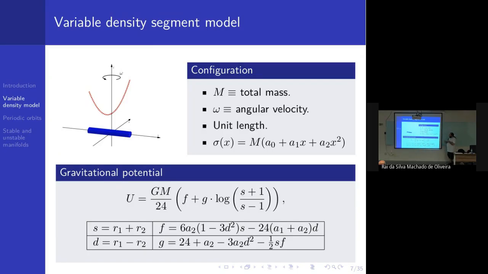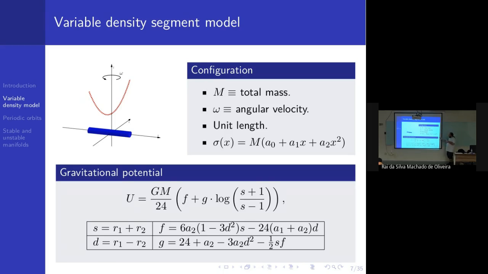And of course, since we can always make a change of variables so that the unit of distance is the length of the asteroid, we are going to assume that the asteroid has length 1, for simplification.